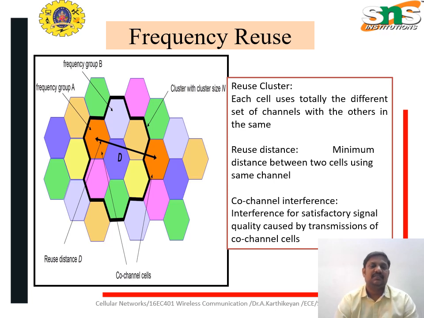In the reuse cluster, each cell uses a totally different set of channels from the others. The reuse distance is the minimum distance between two cells using the same channels. Co-channel interference is the unsatisfactory signal quality caused in the transmission of two co-channel cells. The reuse distance is capital D between the co-channel cells, and frequency A and frequency B groups have different frequency cell sites available in between.